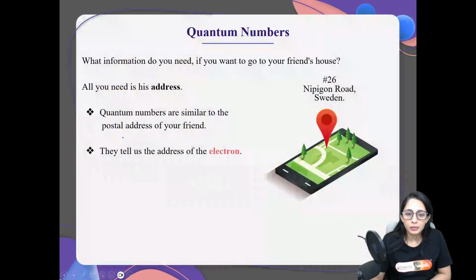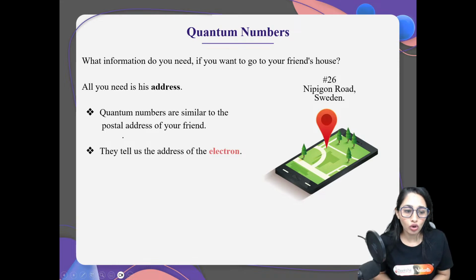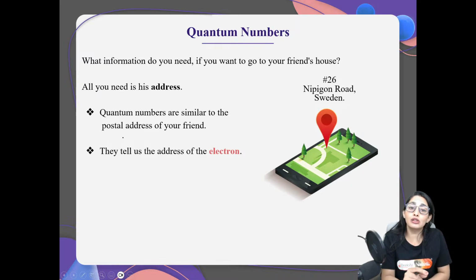Next, moving on to quantum numbers. What information do you need if you want to go to your friend's place? We need the house number or area or cross, right? We need an address basically. So quantum numbers are similar to the postal address of any particular house. They tell us the address of the electron, where the electron is located.